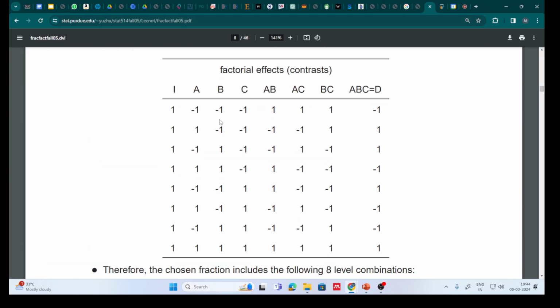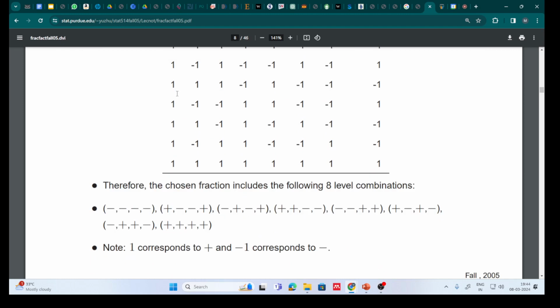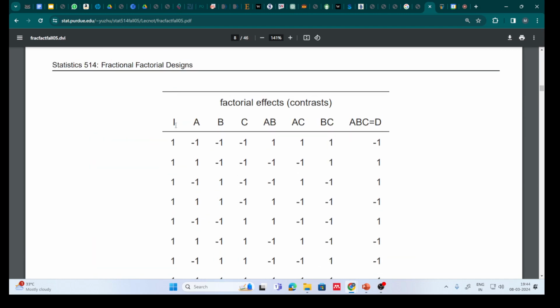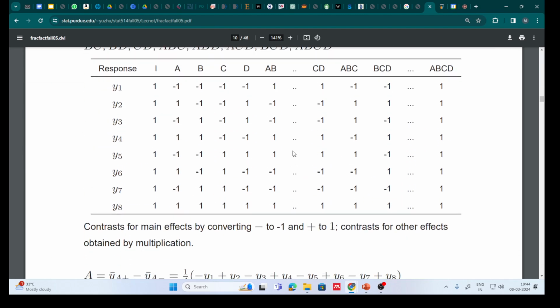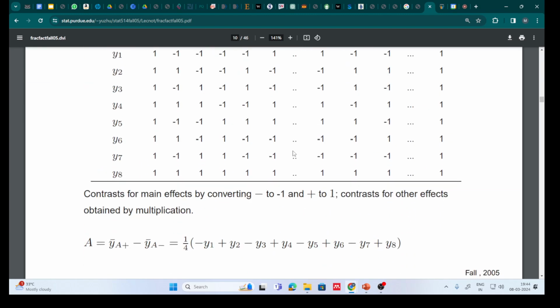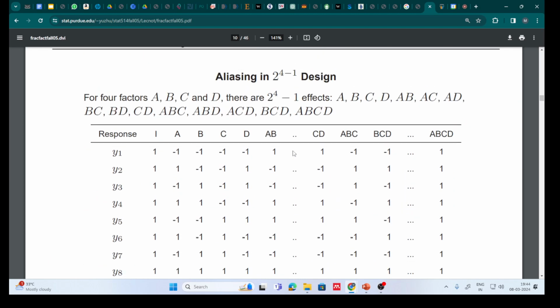Like this, this one. So we can get the A, B, C, and then that one. One more thing here, you can see here, and this one A, B, C, D. So this is our confounding one.